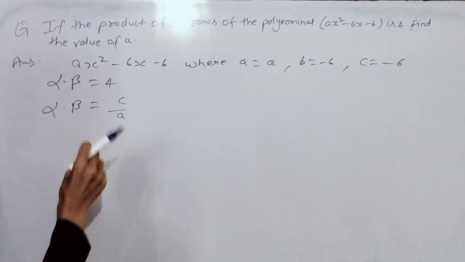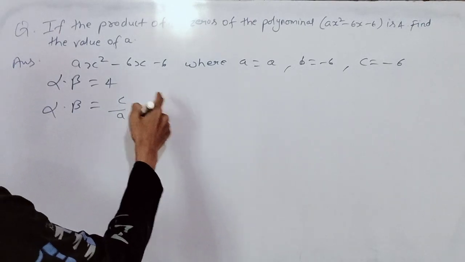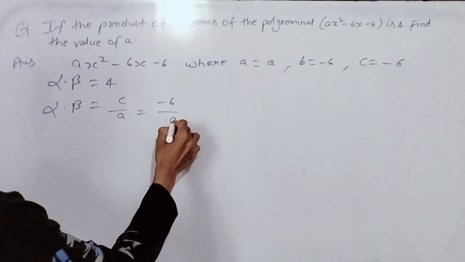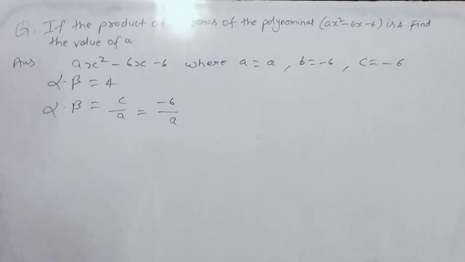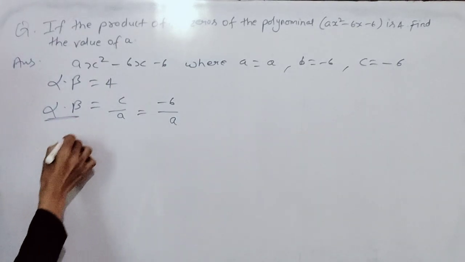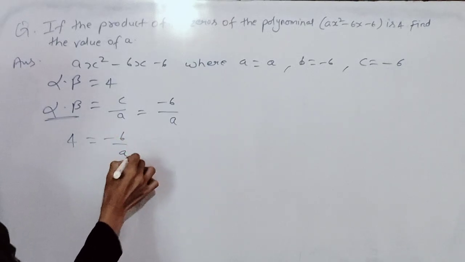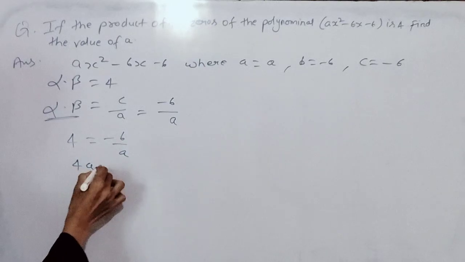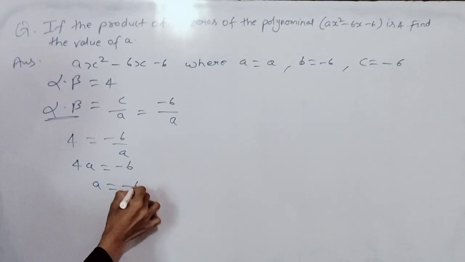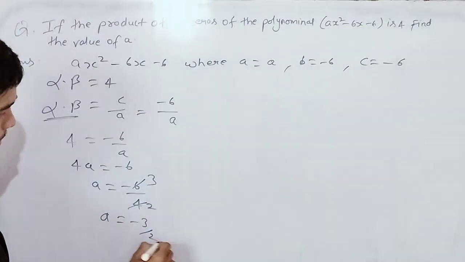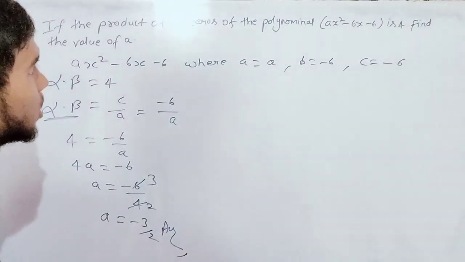c is the constant, a is the coefficient of x squared. c is minus 6 and a is a, only a. Now the value of the product, which is 4, equals minus 6 upon a. From this you get the value of a. 4a is equal to minus 6, so a is minus 3 upon 2. This is the answer. Clear? That's how you will find it.